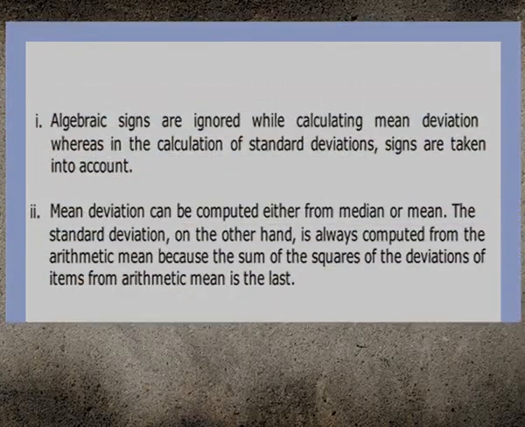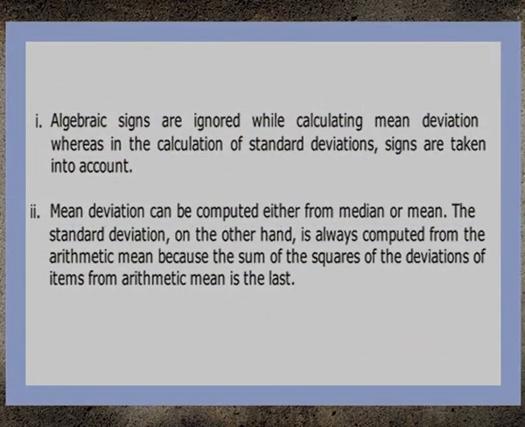Both are based on each and every item of the distribution, but they differ in the following respects. First, algebraic signs are ignored while calculating mean deviation, whereas in the calculation of standard deviation, signs are taken into account. Second, mean deviation can be computed either from the median or the mean, but the standard deviation, on the other hand, is always computed from the arithmetic mean, because the sum of the squares of the deviations of items from the arithmetic mean is the least.